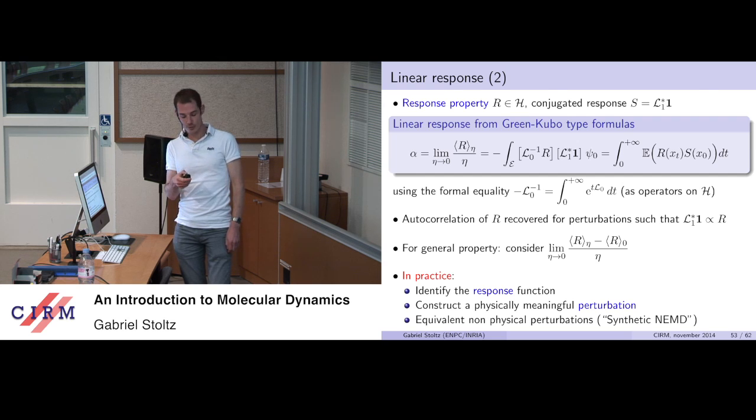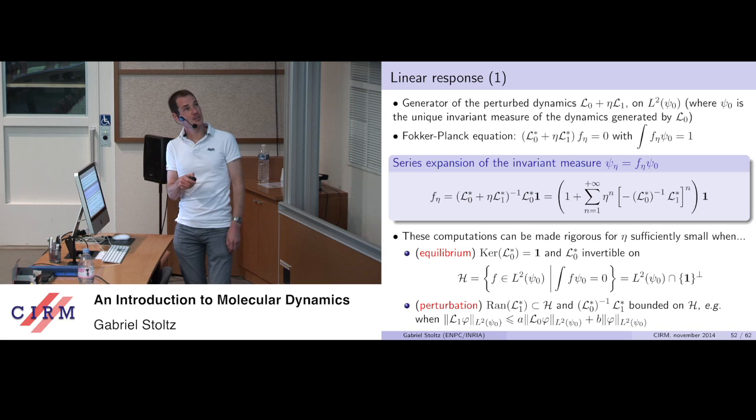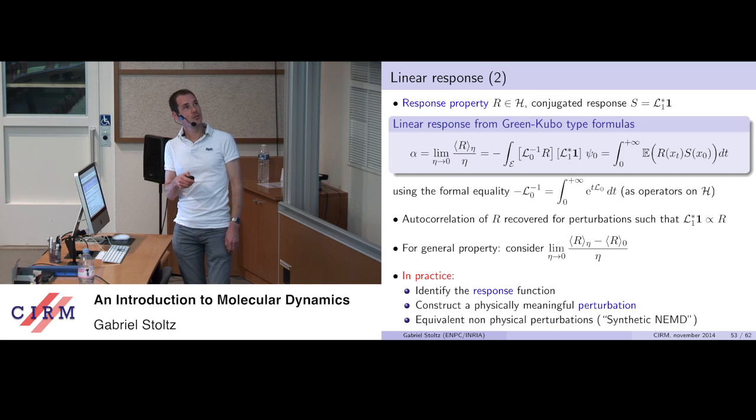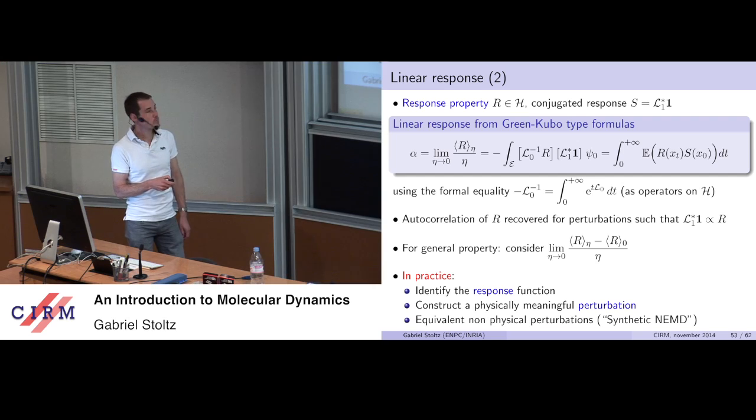And so from this expansion of the invariant measure, you can work out what the limit should be. And in fact, you can rewrite it as this integrated autocorrelation function. So this is the way to link the response of non-equilibrium systems in a linear perturbation regime with a Green-Kubo formula, which expresses the transport coefficient as some integrated autocorrelation function. So that's really the basic formula.